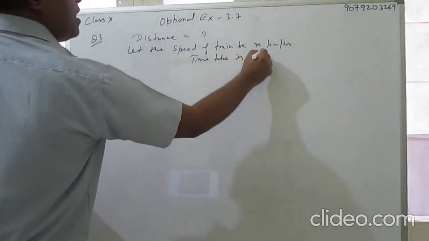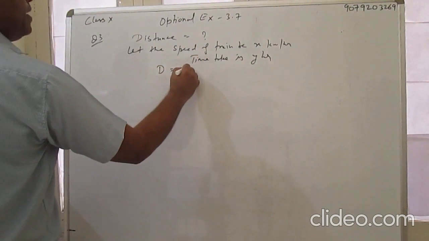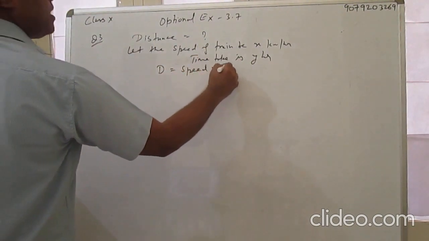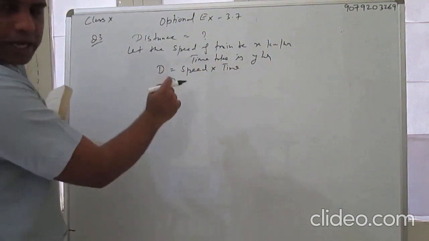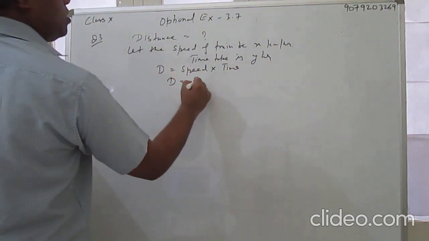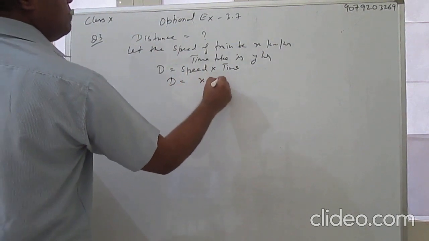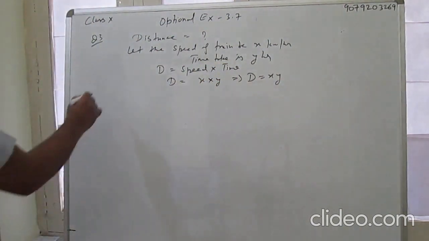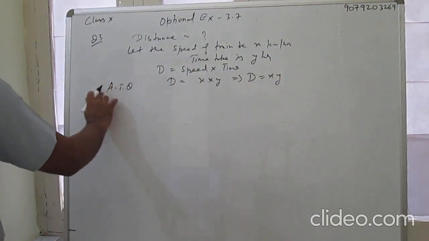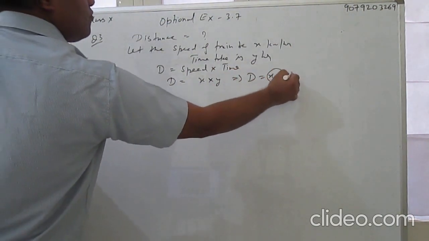So distance is equal to speed into time. Speed is x and time is y. So distance is equal to xy. According to the question, this much distance is covered by the train.